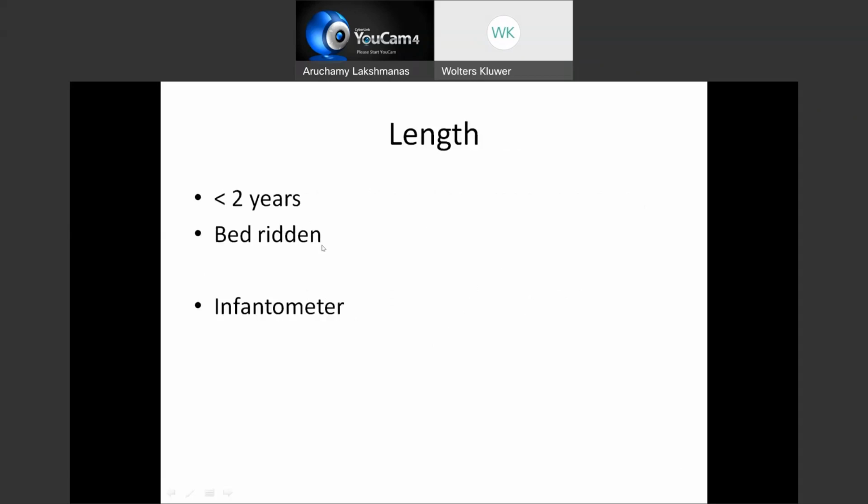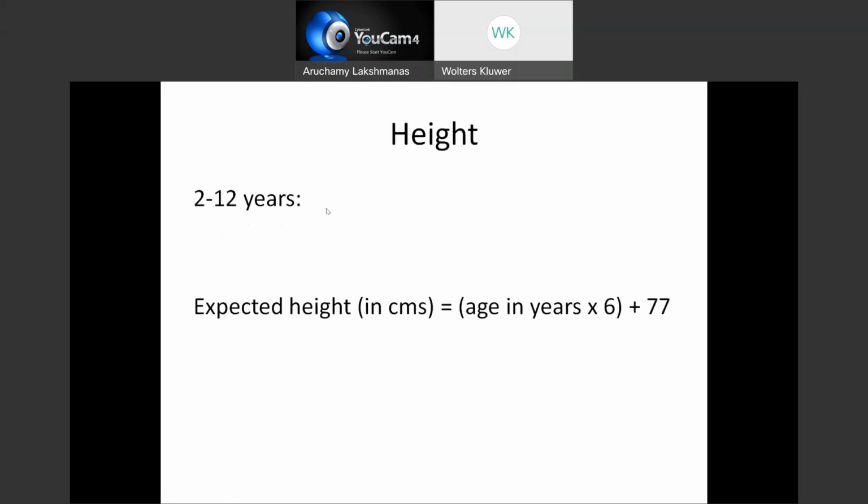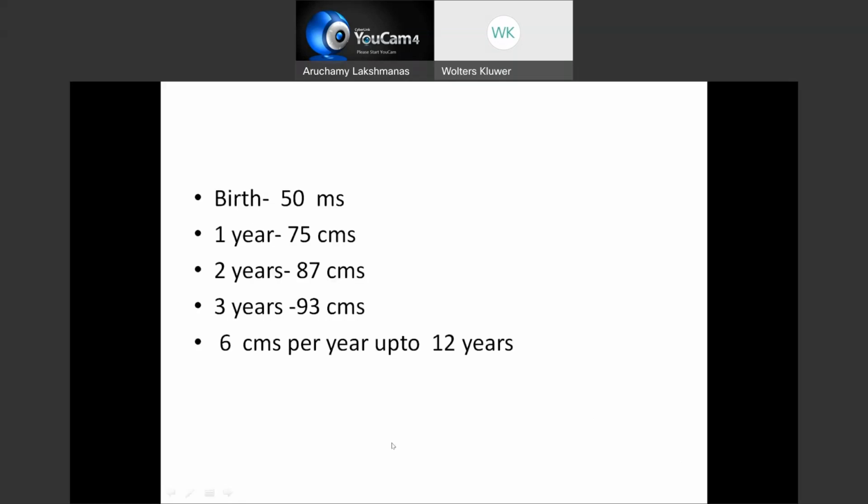Length is measured in the newborn, in children less than 2 years, and in bedridden patients, using an infantometer. At birth it will be 50 centimeters. Then the rate will be halved by the first year. So 50 by 2 is 25. If I add the 25 to the birth length, it will be 75.